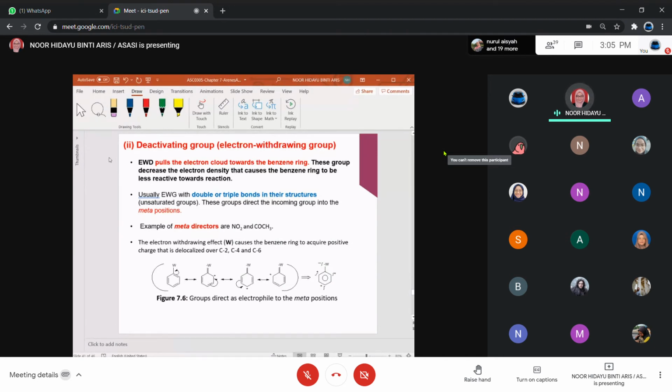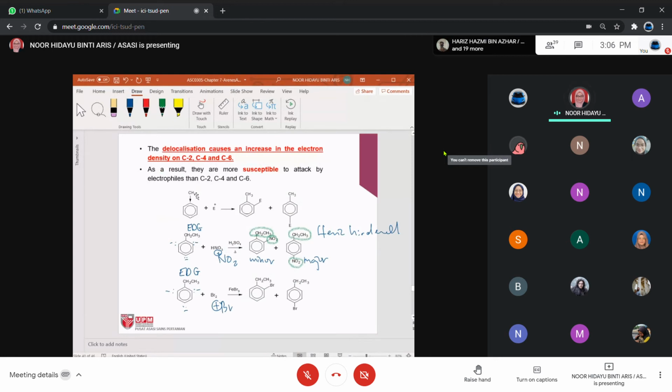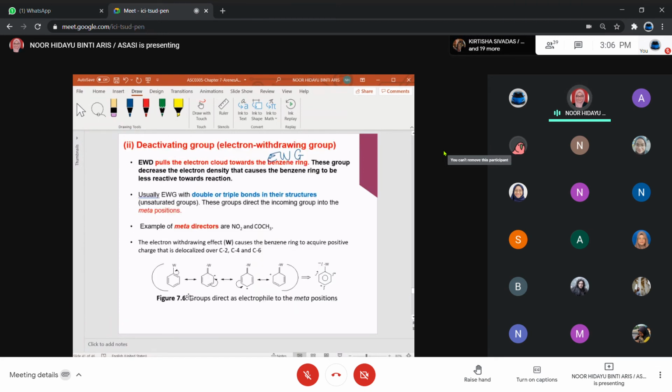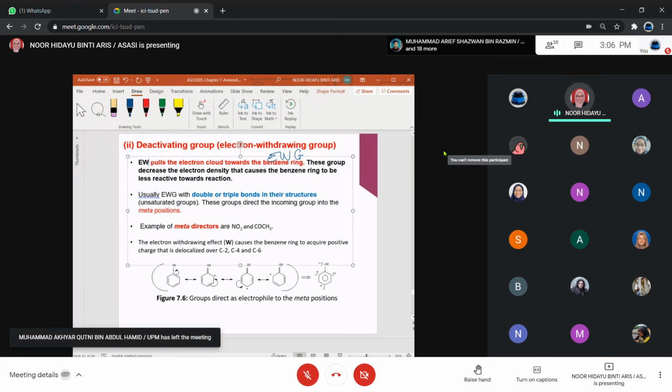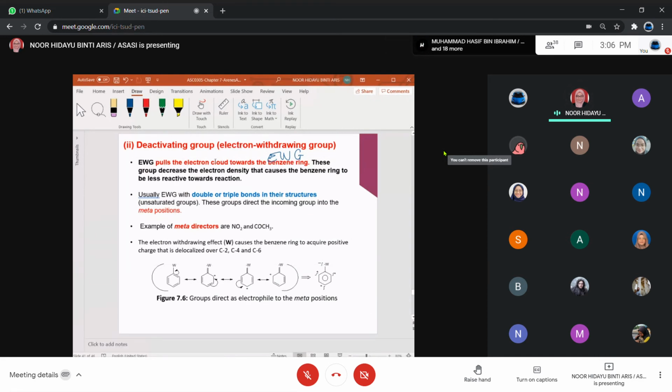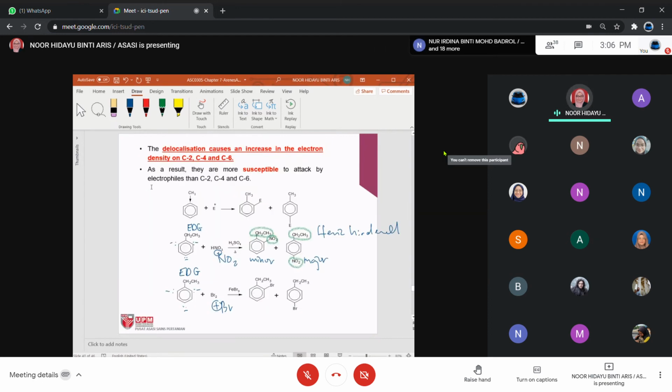So we move to the next classification, which is when the substituent is EWG or a deactivating group. Earlier was donating, meaning this substituent donates electrons to benzene, and then delocalization occurs. For this one it's the opposite: it will withdraw, pulling electrons from the benzene towards itself. EWG pulls the electron cloud from the benzene ring. This group decreases the electron density, which causes the benzene ring to be less reactive towards reaction.